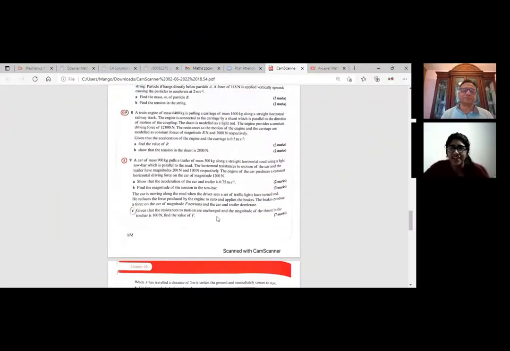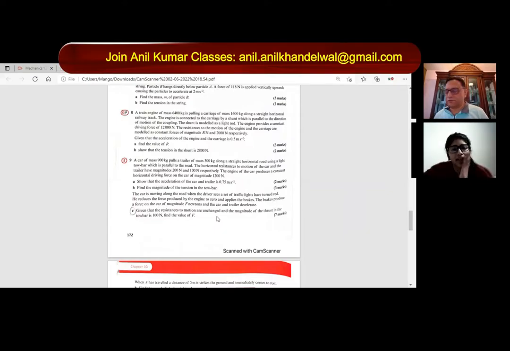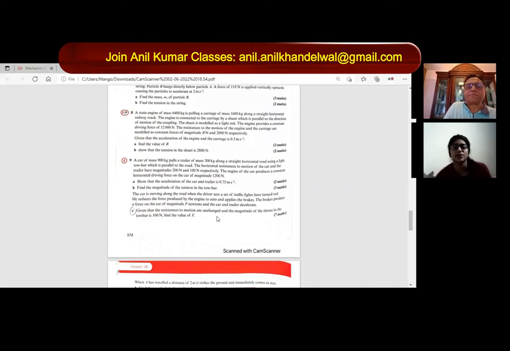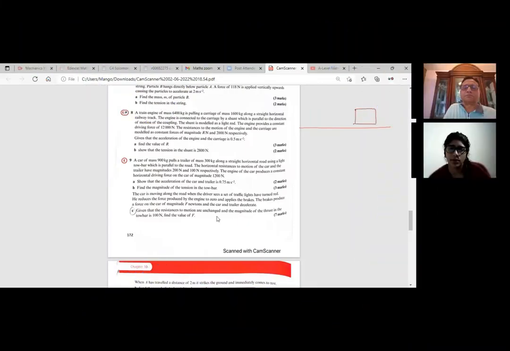So this is question 9. Now we're moving on more to those connected particle questions. Okay, sure. Can you please read the question? A car of mass 900 kg pulls a trailer of mass 300 kg along a straight horizontal road using a light tow bar which is parallel to the road. The horizontal resistances to the motion of the car and the trailer have magnitudes 200 and 100 newtons respectively. The engine of the car produces a constant horizontal driving force on the car of magnitude 1,200 newtons. Part A: show that the acceleration of the car and trailer is 0.75.